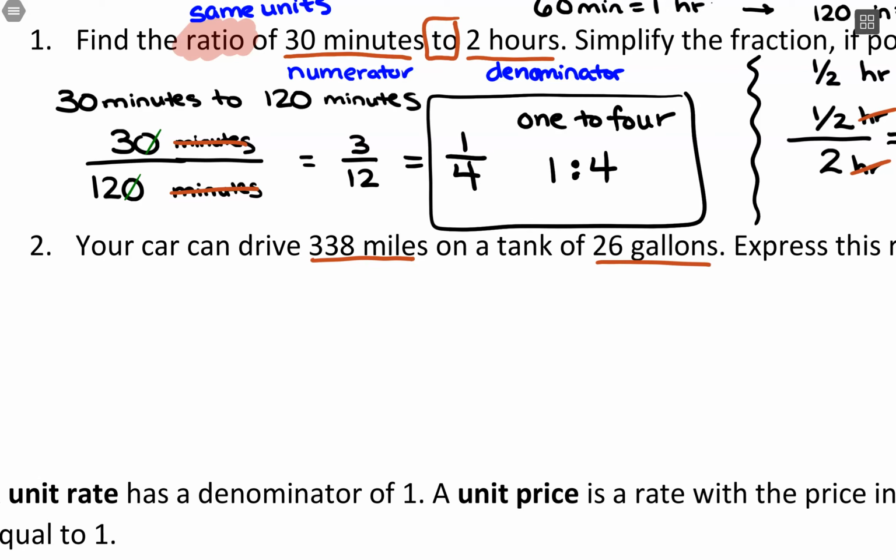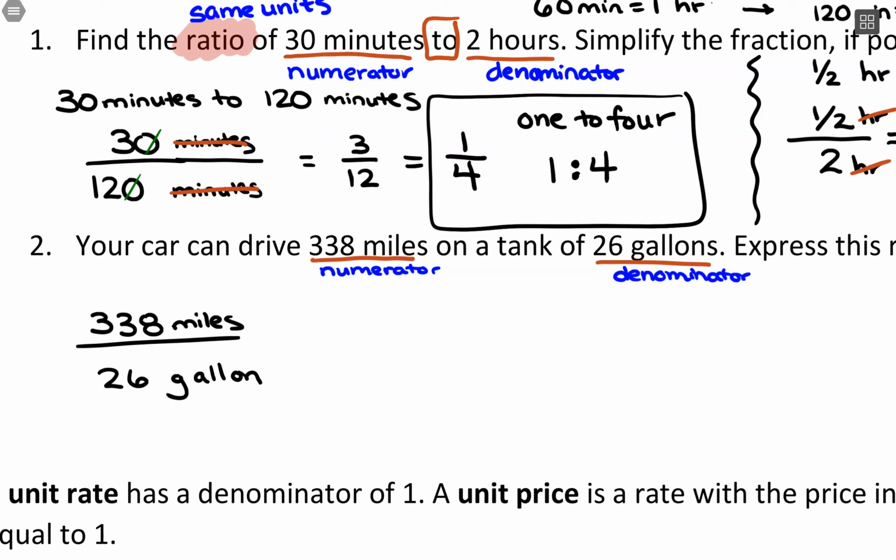So I'm going to make that 338 my numerator, and the 26 the denominator. So I'm going to have 338 miles in the numerator divided by 26 gallons. Now with this one, the units are really important, so I want to keep those included. And then we just notice that they don't cancel out at all, so I'm going to leave the units in that form. What we can do is reduce down numerically.